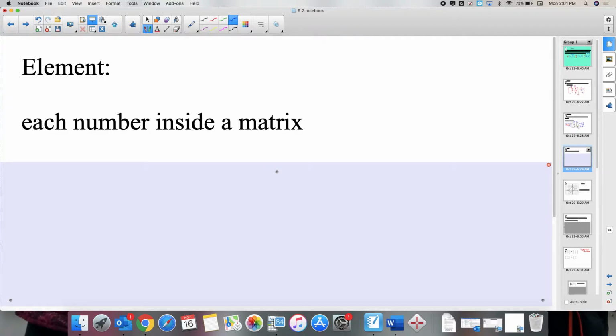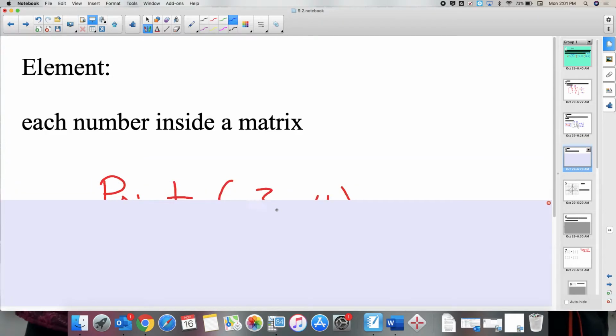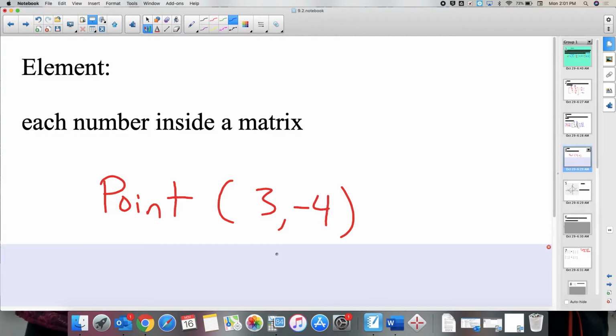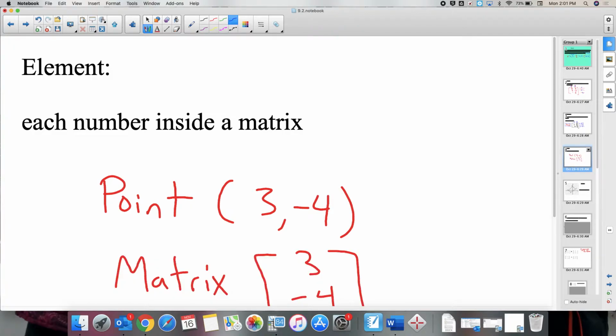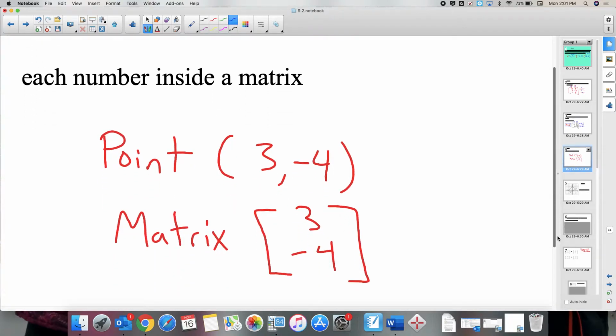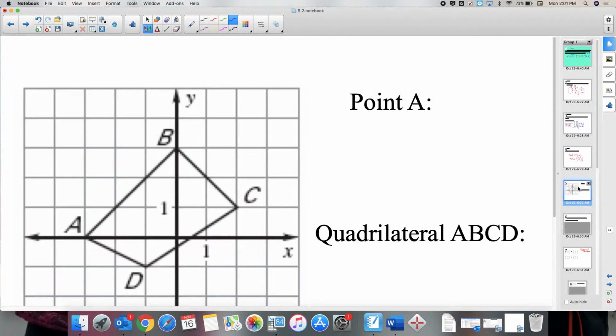Now, what we're going to learn to do today is take our points and put them in that matrix form. If I have a point that is 3, negative 4, for example, to put it in a matrix, we're actually going to flip it around on us. We're going to put it in as 3 on top and then negative 4 on the bottom. So the x always goes on top, the y goes on the bottom. So if we look at my quadrilateral, point A is out here at negative 3, 0. So point A is going to have a negative 3 on top and a 0 on the bottom.